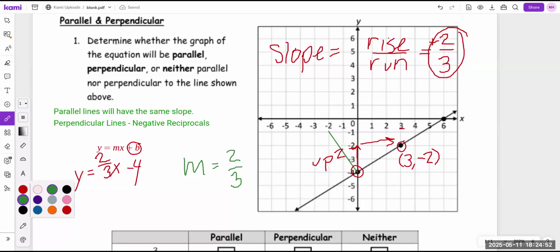It should be anything else. If it's -4, it's literally the same line. But if it's anything else, then those two lines are going to be parallel.